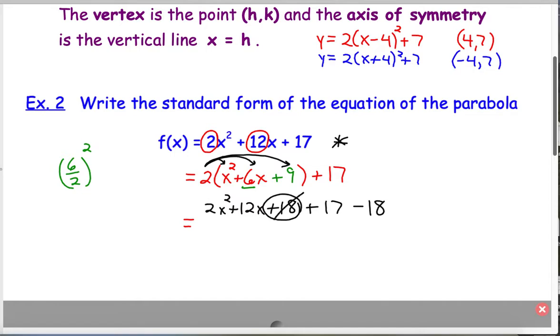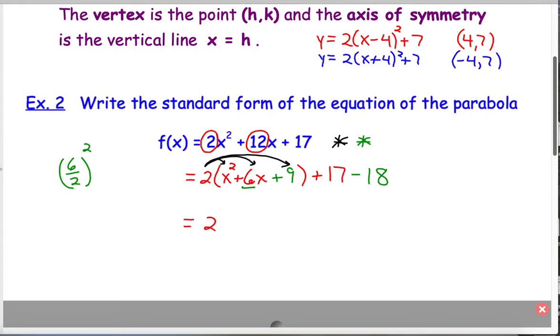So now the plus 18 minus 18 cancels out, and now I do have what I started with. So what I really did was add 18 to my expression. So now what I need to do to offset that is subtract 18 outside the parentheses. So now I haven't changed my original function, and if you simplify all this, you'll wind up with what we started with.